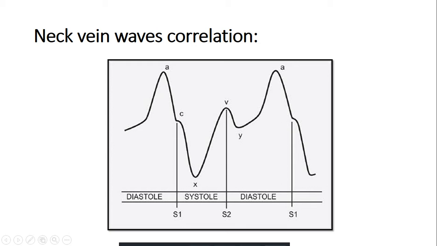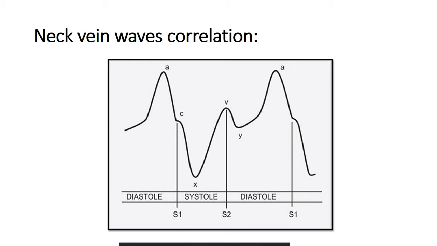Okay, let me give you the secret. The A wave is related to any pressure overload on the right atrium, on the right side. Anything that causes right-side pressure elevation will make a giant A wave. This is key number one.